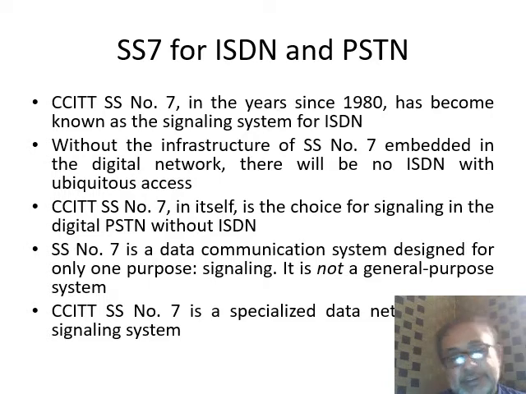Signaling system number 7 is a data communication system designed only for one purpose, as I told, signaling, and it is not a general purpose system. Now, what is a general purpose data communication system? The TCP IP network system is basically a general purpose data communication system. SS7 is not. The core purpose of the SS7 data communication network is to provide signaling for telephony system.